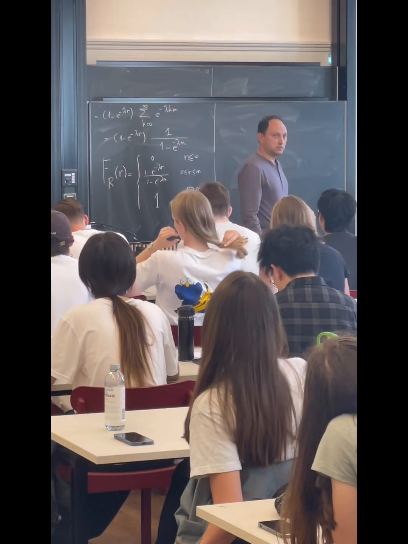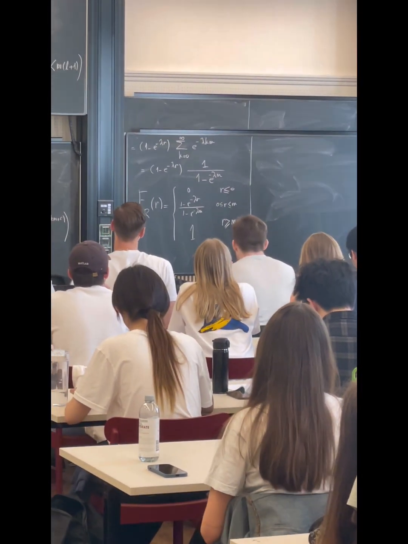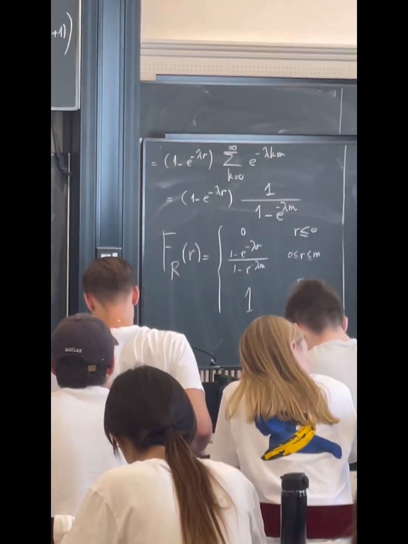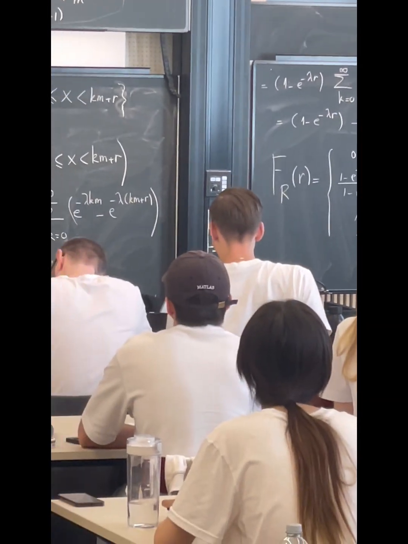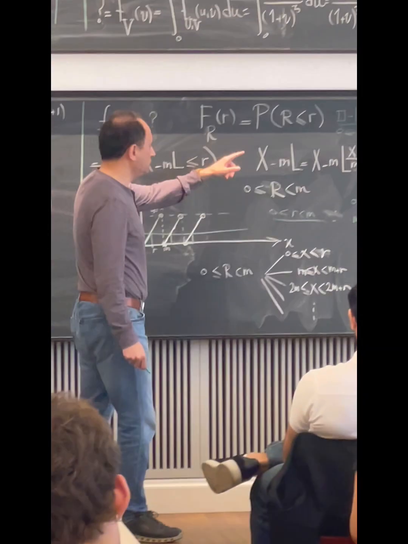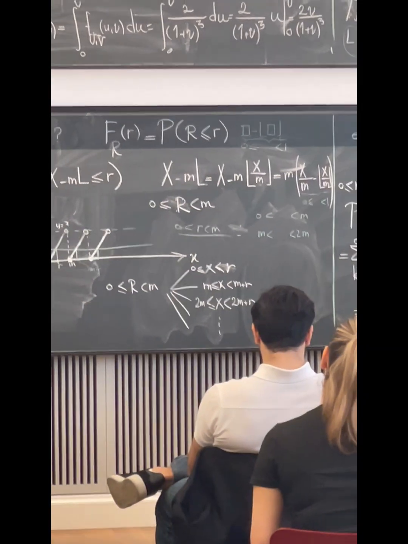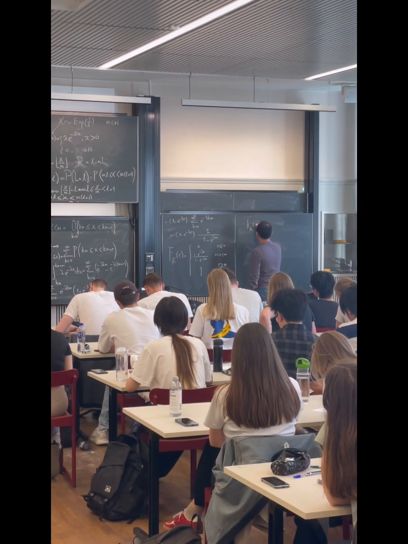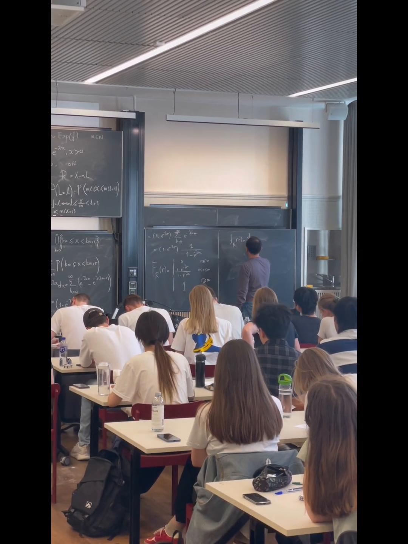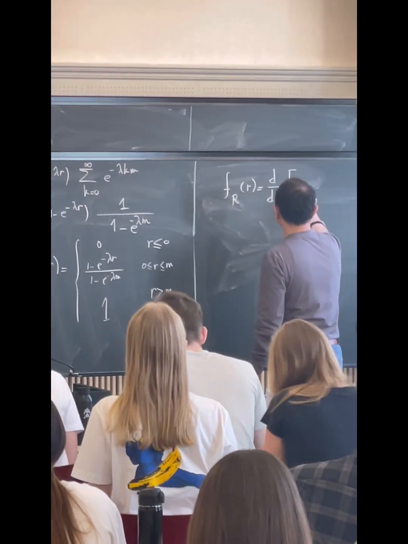But, okay, let me review. Why did I do this? What is the next step? You need to tell me. Differentiate, very good. That's why. So why do I want to differentiate? Because the question was little f. So I want to go from capital F to little f. So this means that f of R is equal to the derivative with respect to R of this.